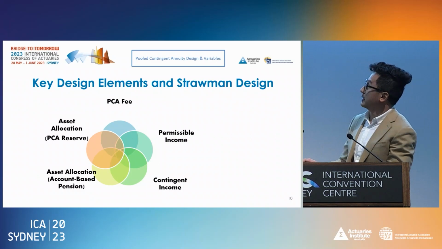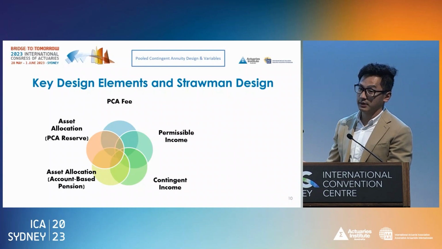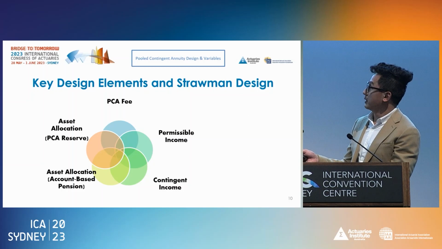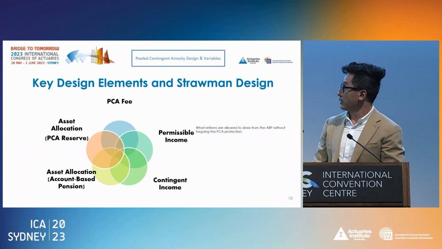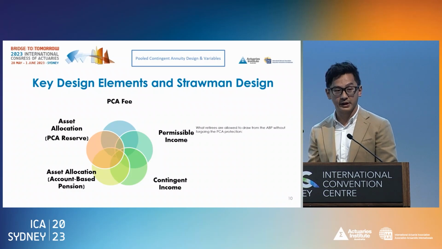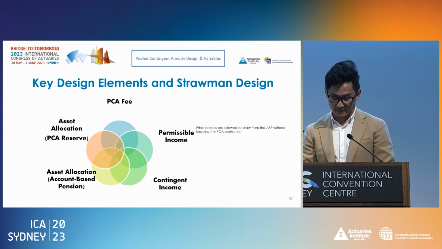So there's a few elements here. I'll go through them in sequence, but it should be noted that they are all kind of interrelated. So once you change one variable, they will all have an impact on the fee. So let's look at the permissible income. That's what retirees are allowed to draw down from the account-based pension each year without forgoing that protection. So this is required because otherwise, if everyone can withdraw everything at any time, then the protection wouldn't quite work.